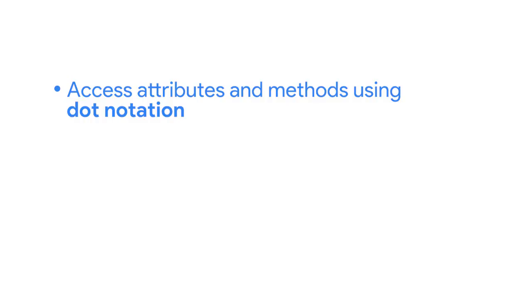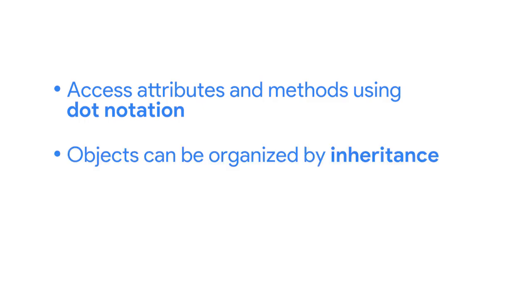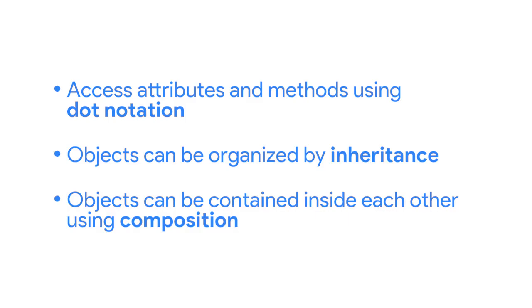We've also learned that we can access attributes and methods using dot notation. We then dove into how objects can be organized by inheritance, and how they can be contained inside each other using composition. Wow, that really is a lot of new stuff. Congratulations on sticking with it.